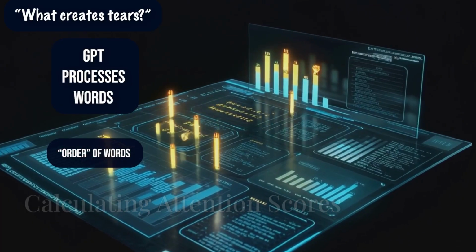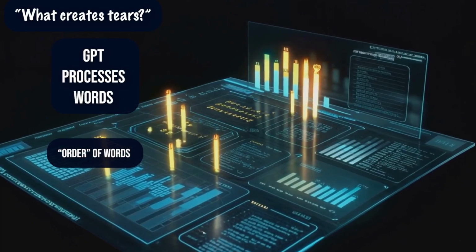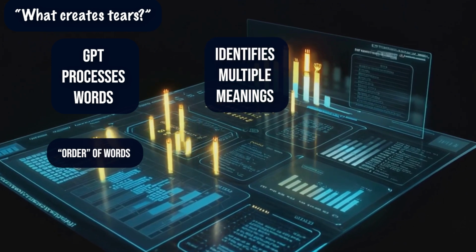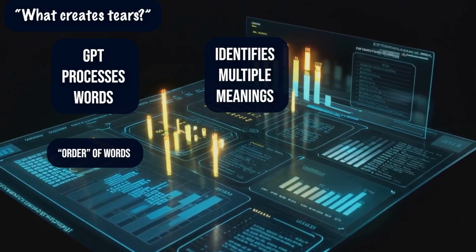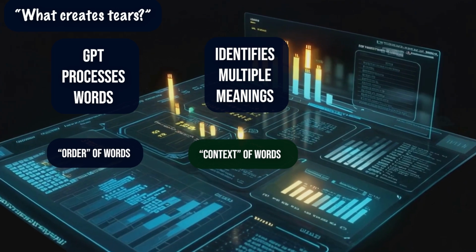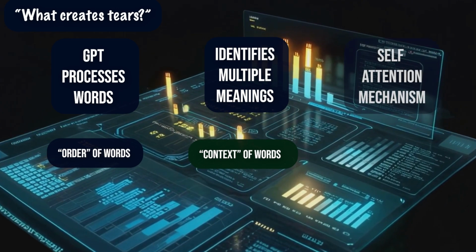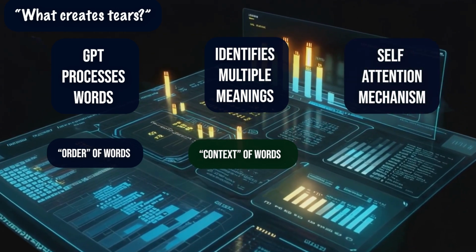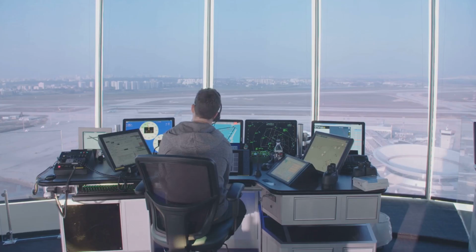Unlike previous models that processed information step by step, transformers can handle multiple pieces of information at the same time. This parallel processing is like air traffic controllers managing several flights concurrently, making the whole system faster and more efficient.